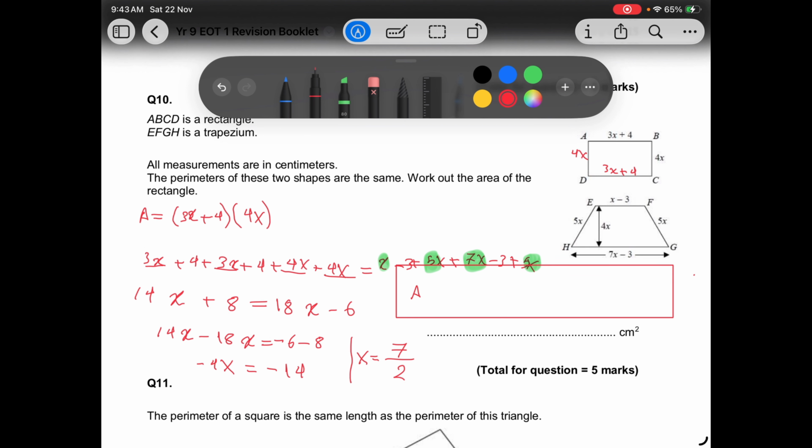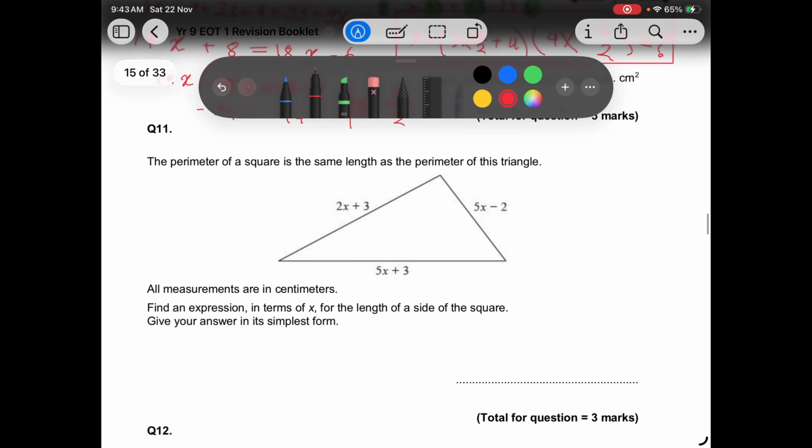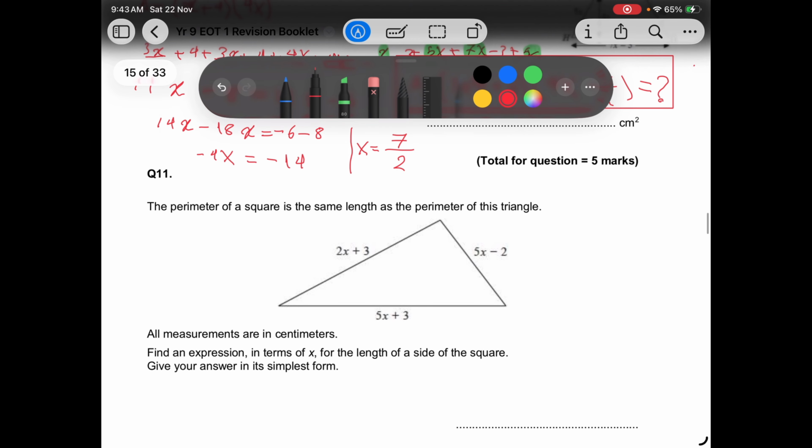So A equals 3 times 7 over 2 plus 4, times 4 times 7 over 2. As I told you guys, you can do this easily by calculator, and that's it. Let's have a look at the next problem here, guys.